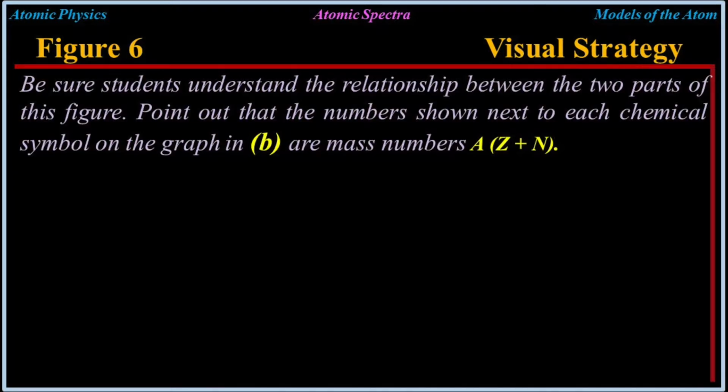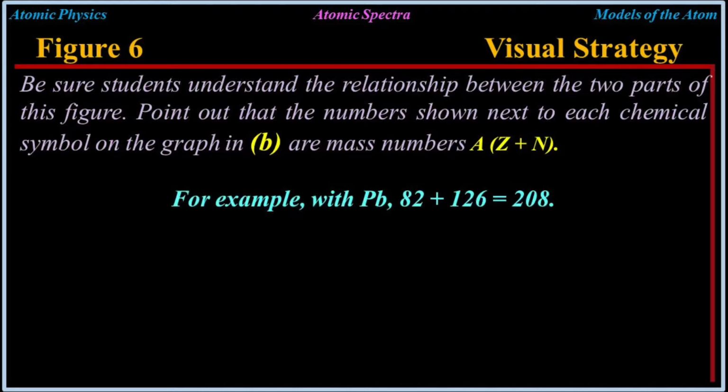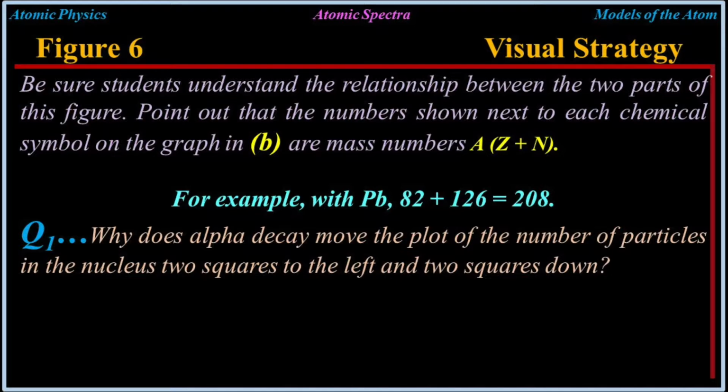Figure 6, visual strategy. Be sure students understand the relationship between the two parts of this figure. Point out that the numbers shown next to each chemical symbol on the graph in B are mass numbers, A, Z plus N. For example, with lead, 82 plus 126 equals 208. Question: why does alpha decay move the plot of the number of particles in the nucleus 2 squares to the left and 2 squares down?